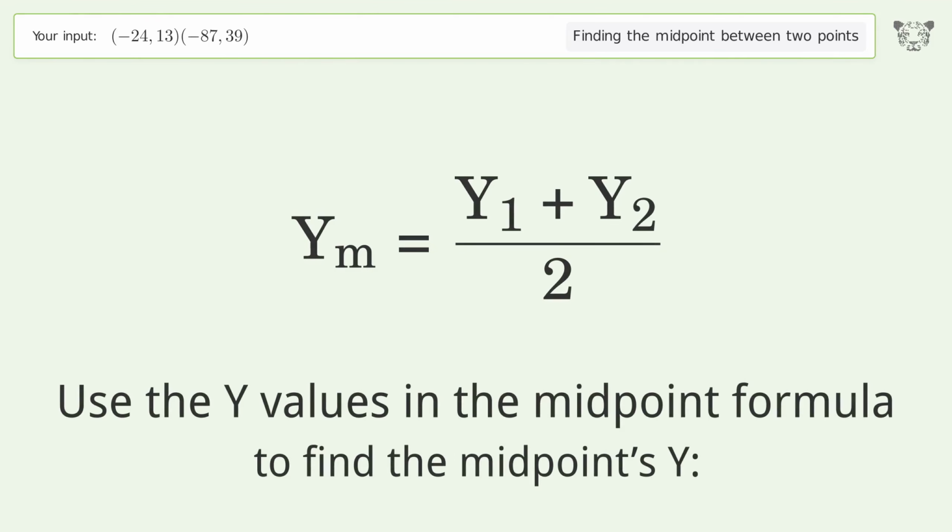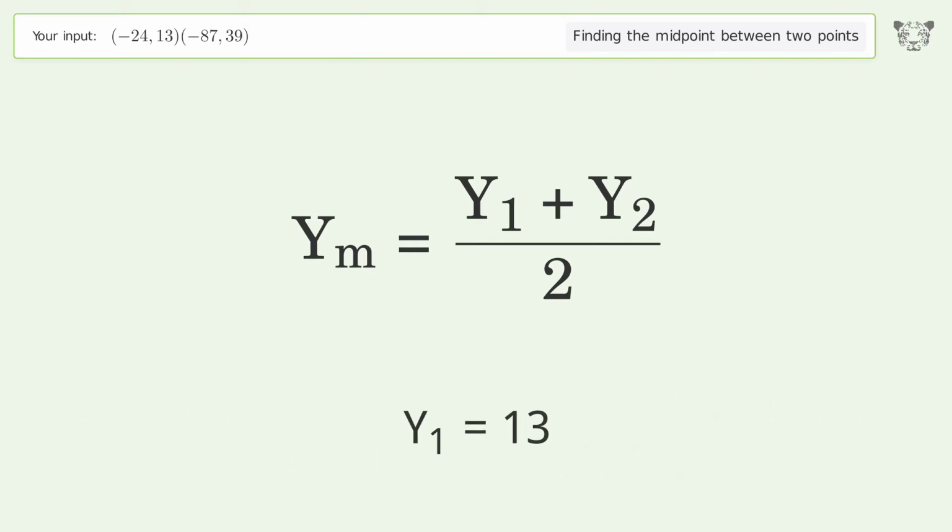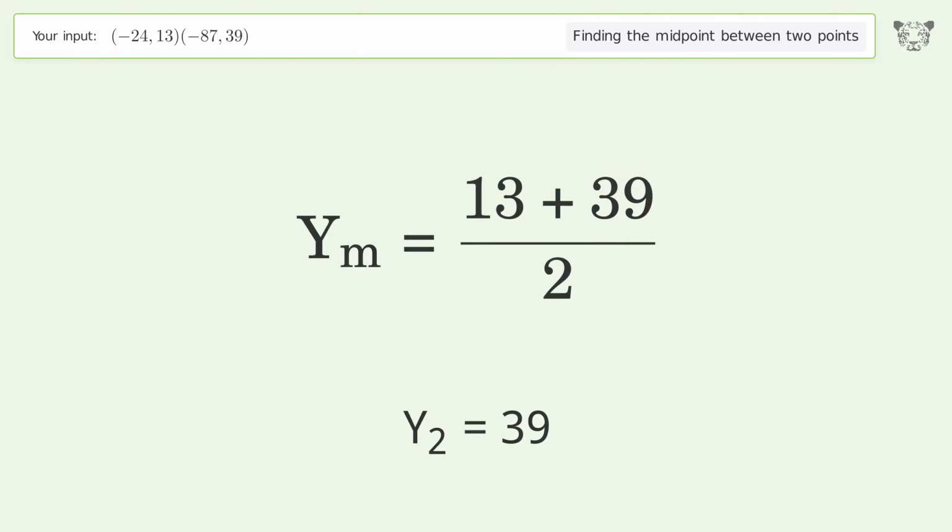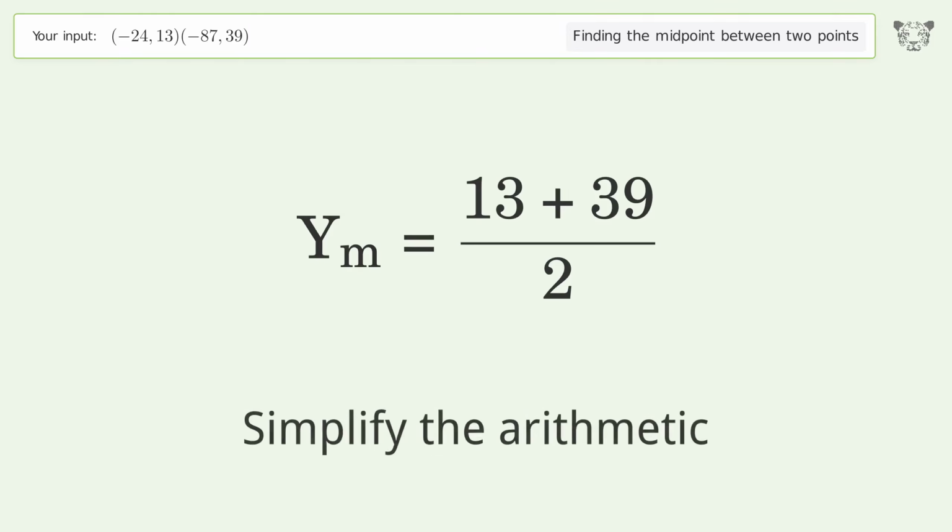Use the y values in the midpoint formula to find the midpoint's y. y1 equals 13. y2 equals 39. Simplify the arithmetic.